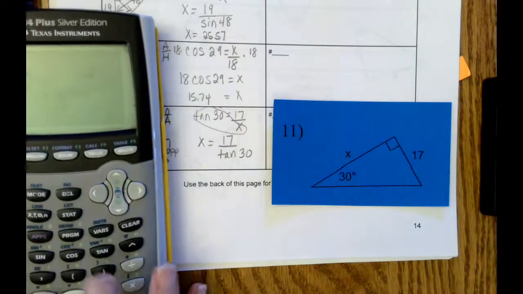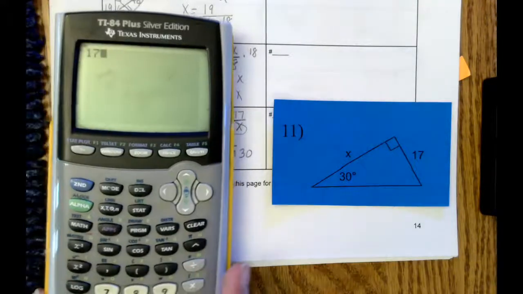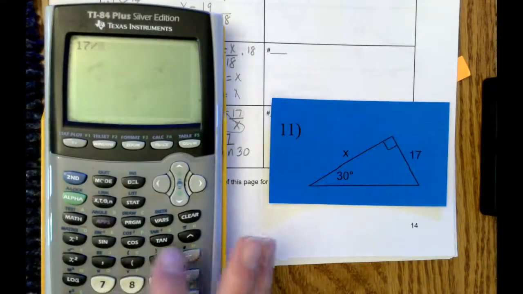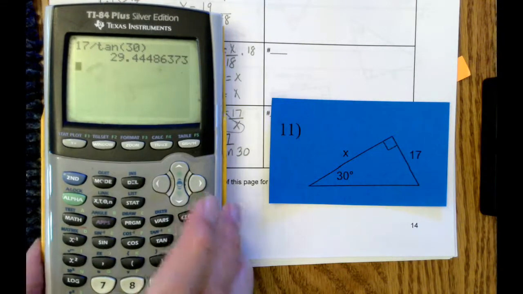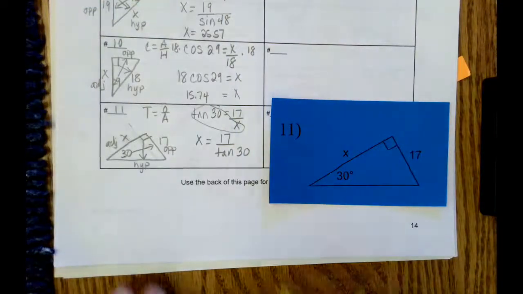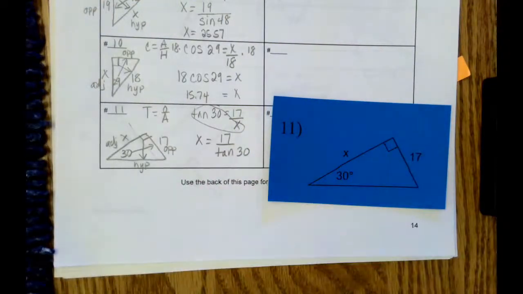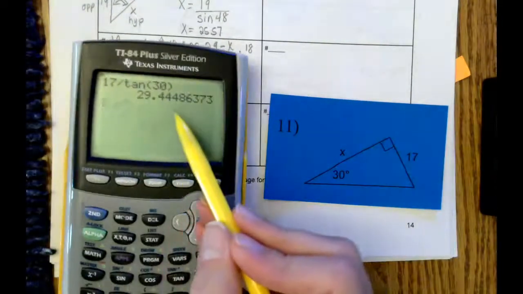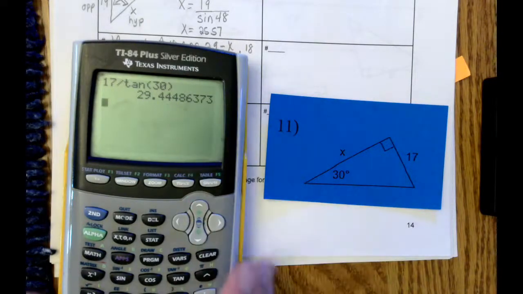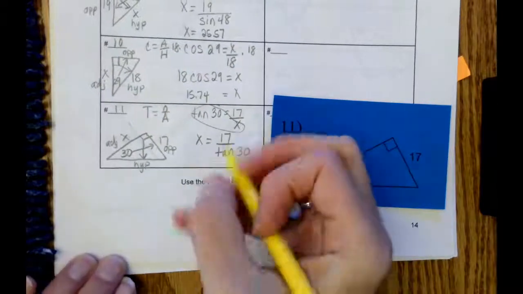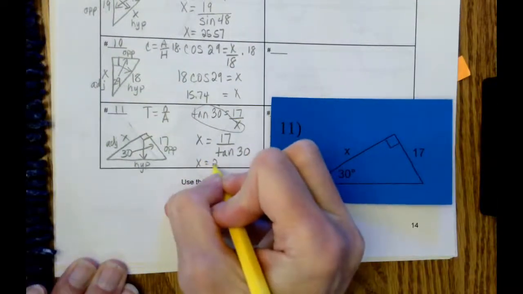So 17, got to be able to see it, divided by tangent of 30 gives us 29.44. And I better go back and look at that here for a second. Looking at there's a third 4 here. Since this third 4 is less than 5, it is going to be 29.44 when we round to the nearest hundredth.